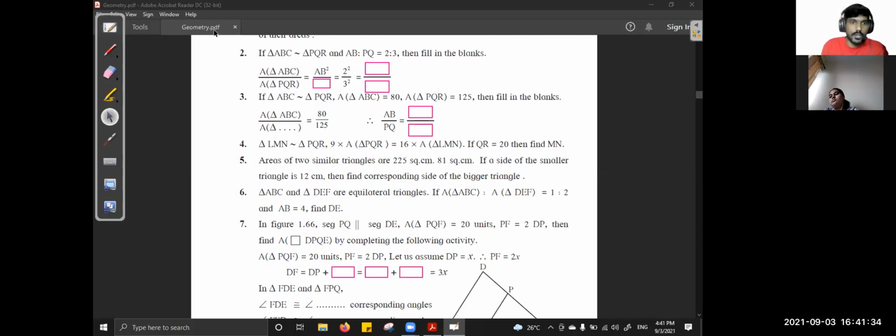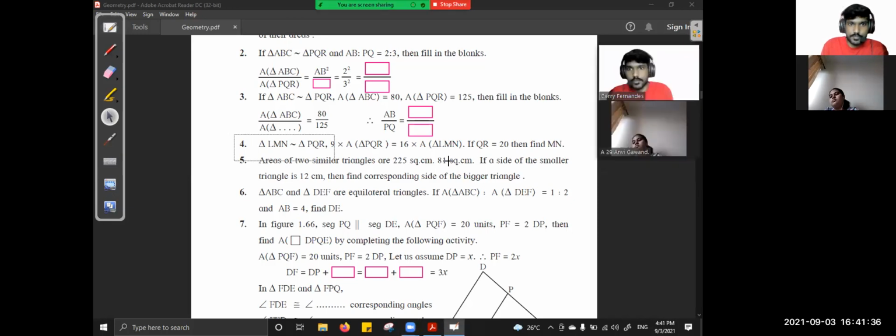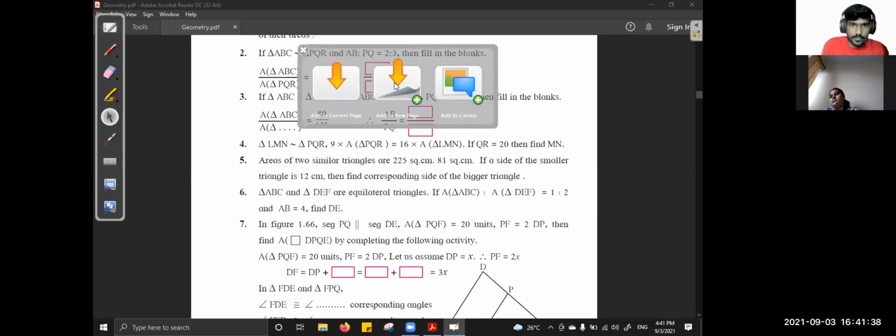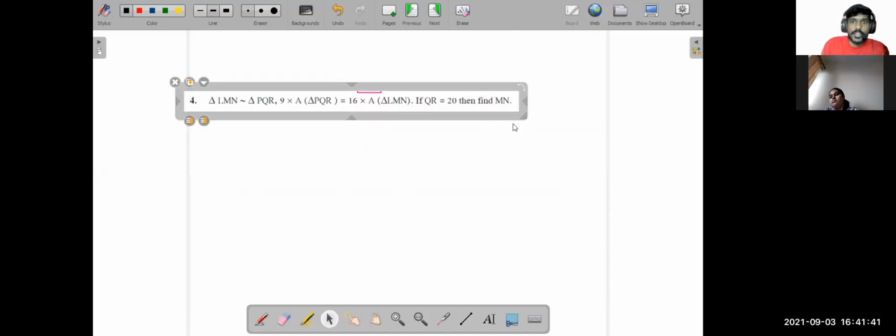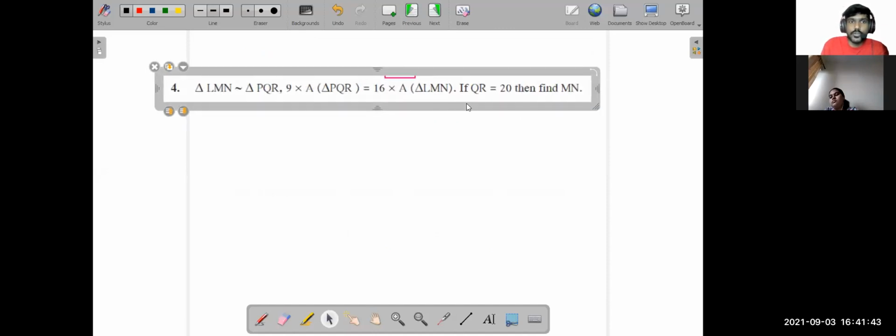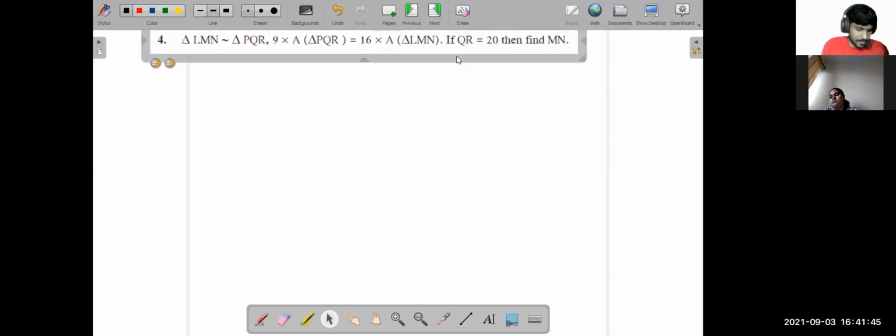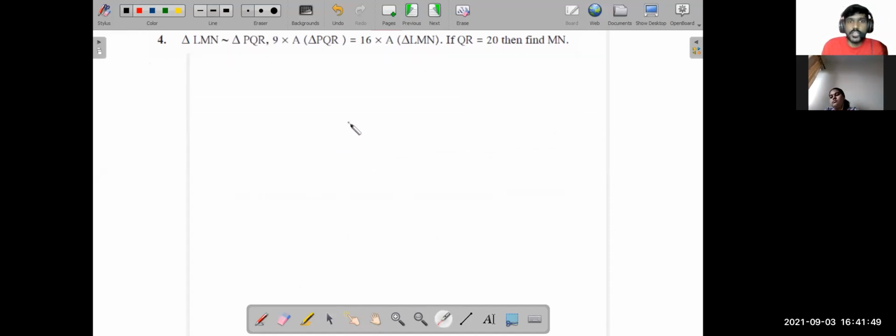Okay, fourth one. Triangle LMN is similar to triangle PQR. 9 times area of triangle PQR is equal to 16 times area of triangle LMN. If QR is 20, you have to find out the length of MN.